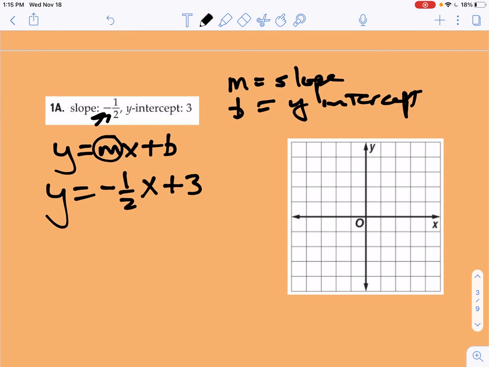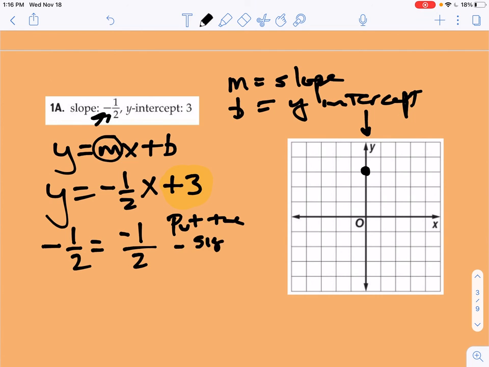So we're going to start by doing our y-intercept. Our y-intercept is 3. So let's go up to 3 on the y-axis, which is right here, and put a point. And then our slope is -1/2. When you have a slope that's negative, so when you have -1/2, think of that as -1 over 2. Always put the negative sign in the numerator.